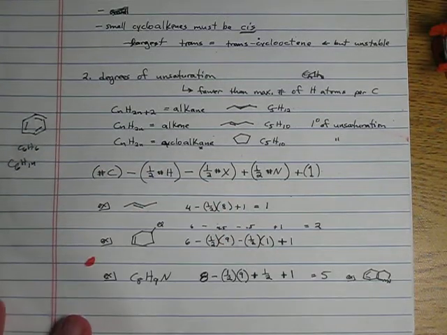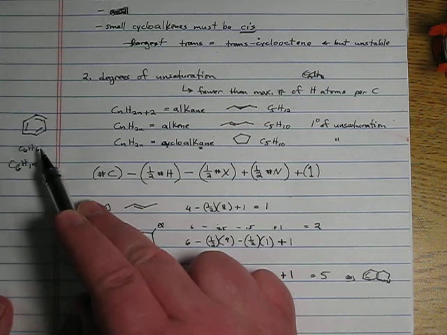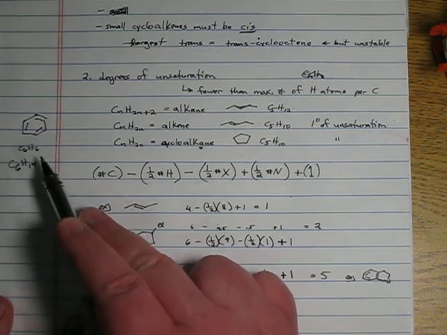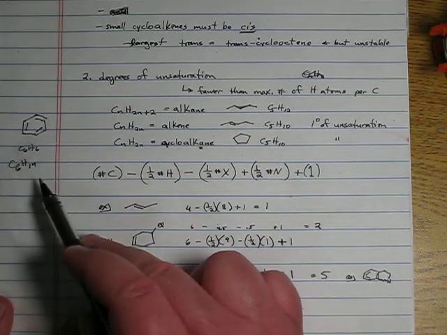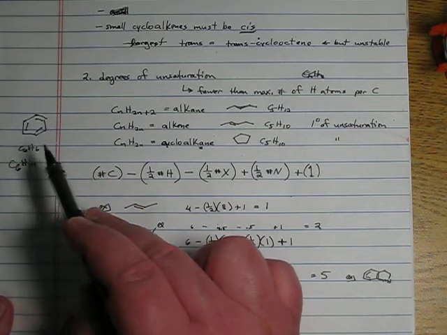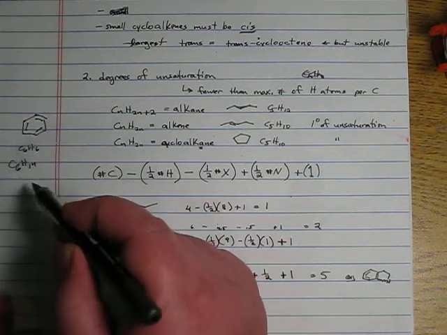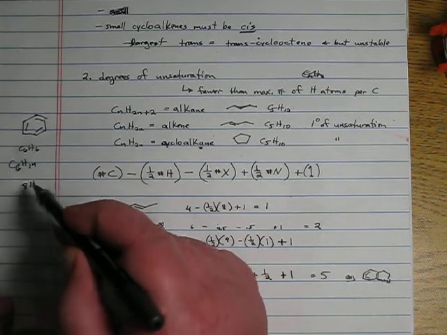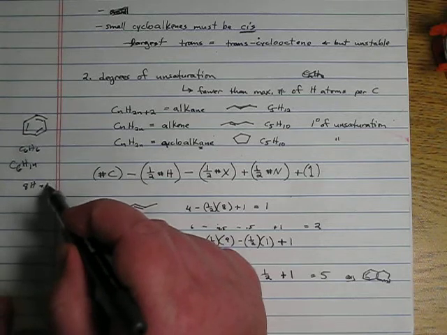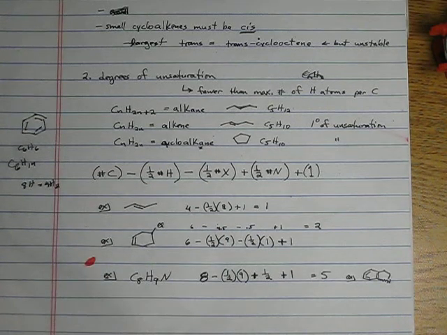C6H12? Oh, a normal hexane would have 14 hydrogens. Benzene has 6. 14 minus 6, what's 14 minus 6? 14, 13, 12, 11, 10, 9, 8. So 14 minus 6, there's a difference of 8 hydrogens. 8 hydrogens is 4 H2 molecules. Degree of unsaturation is 4.